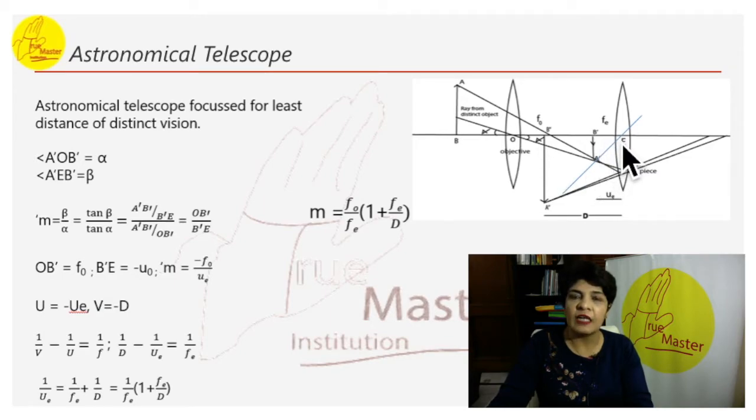The value for tan beta, which is perpendicular by base, is A dash B dash by B dash E. In this triangle, this is the perpendicular A dash B dash and the base is B dash E. Similarly, for tan alpha, A dash B dash is the perpendicular and the base is OB dash. So the value left is OB dash by B dash E. The value for OB dash is F naught. The value for B dash E is FE.